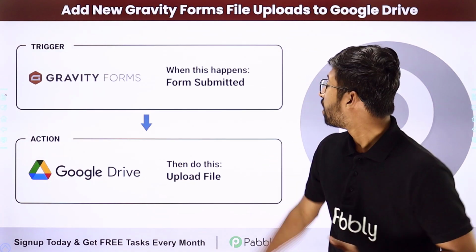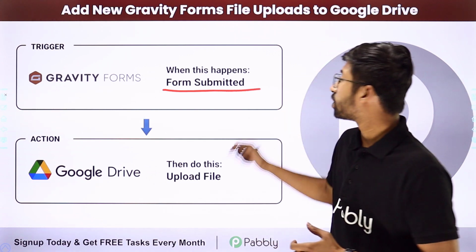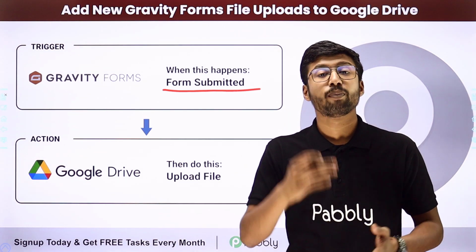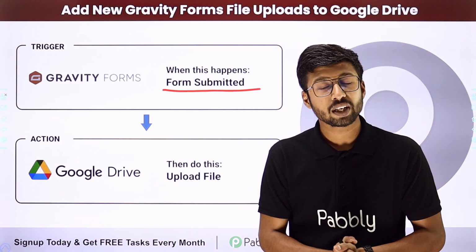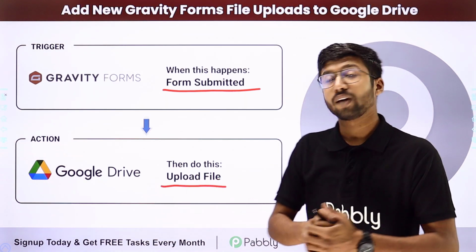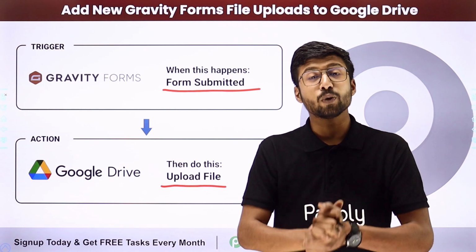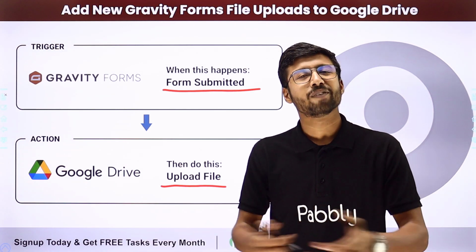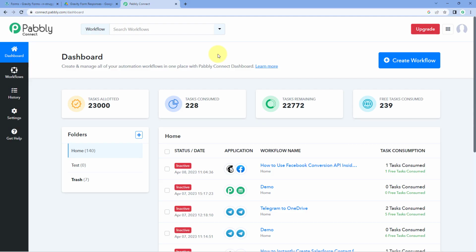In this automation, whenever we receive a new form response, whenever a user submits a form by uploading a file in that form using Gravity Forms, automatically the same file will be uploaded to our Google Drive account. Now, if you want to know how you can set up this automation, you have to come with me to my screen. So as you can see, here we are on Pabbly Connect's dashboard.